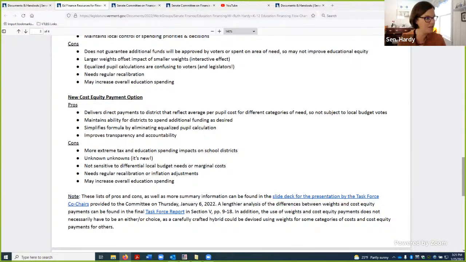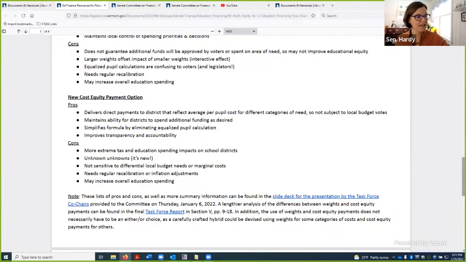it's easier to predict. It's not sensitive to differential budget needs or marginal costs, meaning that the amounts are average costs. They're based on average costs. So every district will get the average cost. If they happen to need a little bit more or a little bit less, the payments don't take that into consideration. It also needs regular recalibration or inflation adjustments because they are based on fixed amounts in a fixed time. And again, it may increase the overall cost of spending, just like the weights, and it may do it a little bit more depending on the decisions of local school districts.